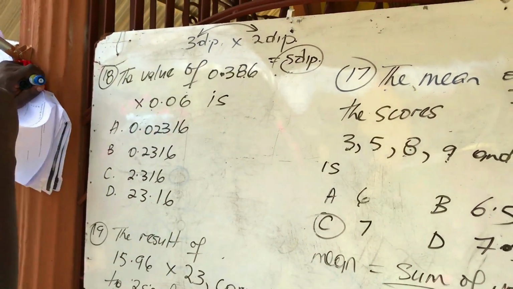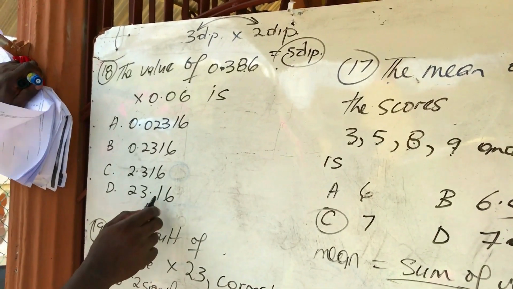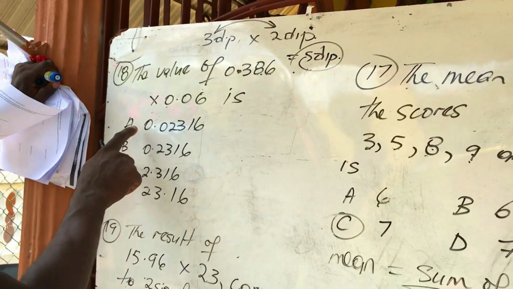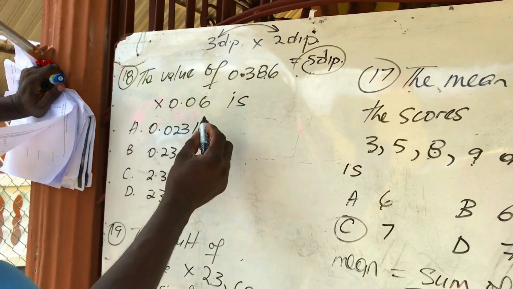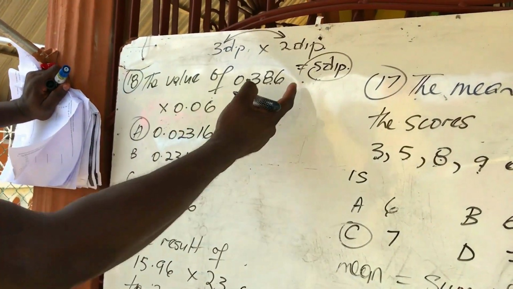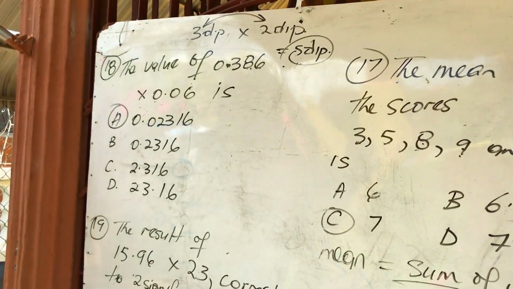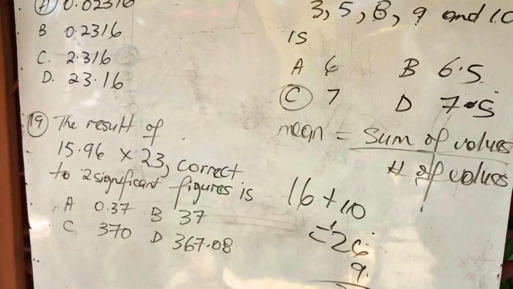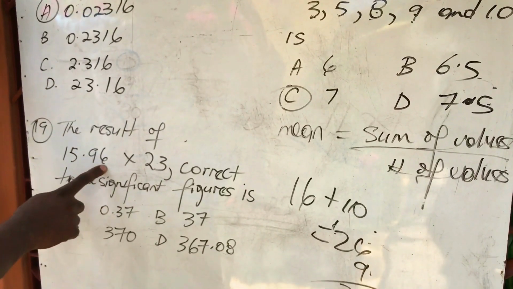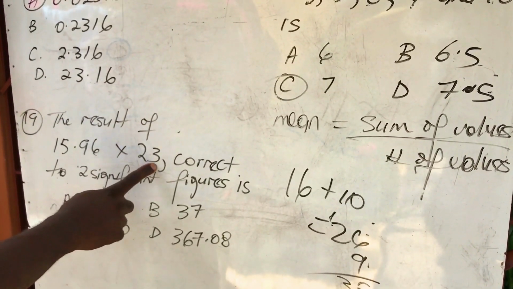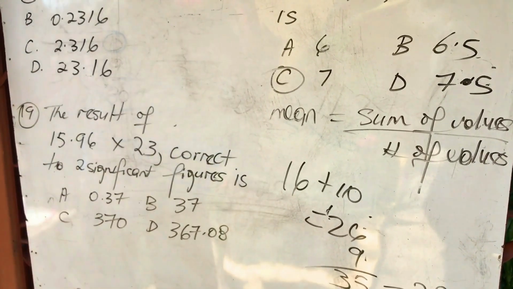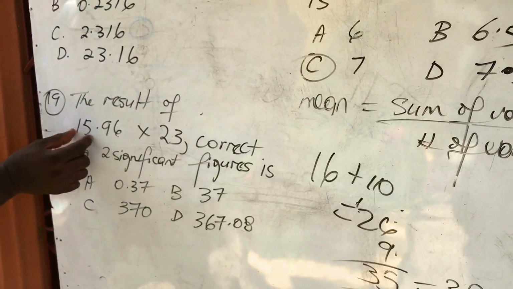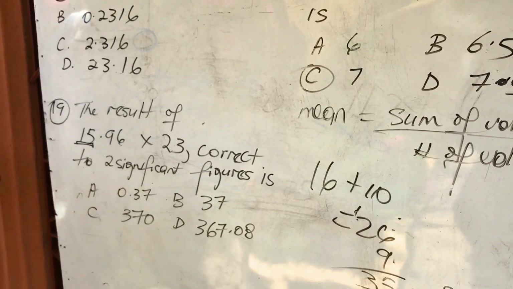So let us check. Let us look at D. This is expressed to 2 dp. C is expressed to 3 dp. B is expressed to 4 dp, while A is expressed to 5. So clearly this is our answer, and you just circle A without even having to work out anything. Now, number 90 is clearly related to what we have just done. So the result of 15.96 times 23 correct to 2 significant figures is. Now again, we don't necessarily have to work out this, because this is 15, so the whole number right here is 15.